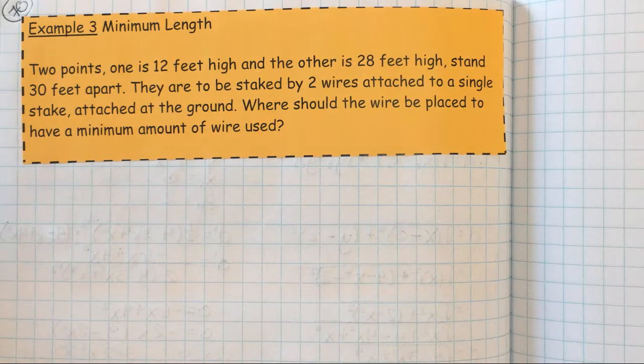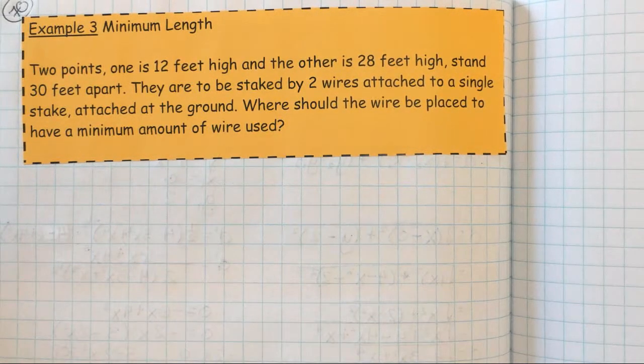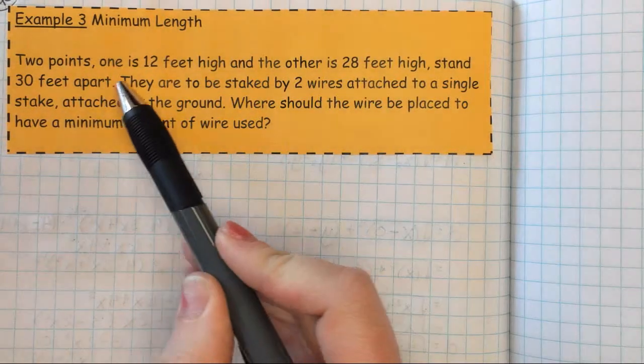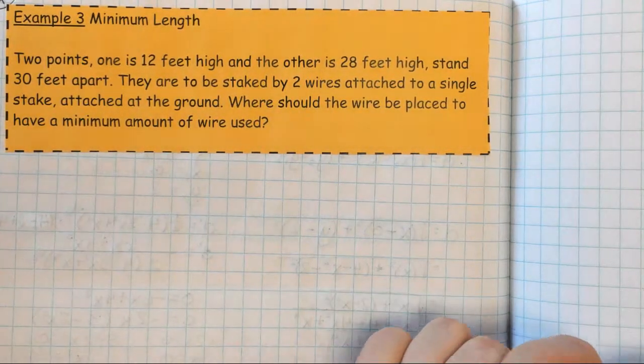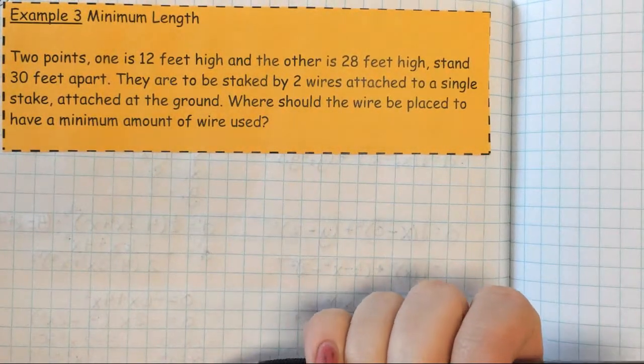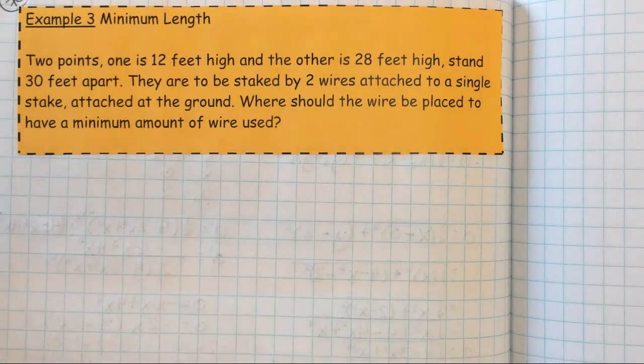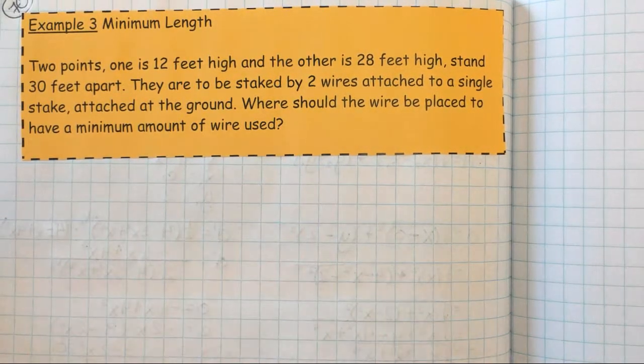Alright guys, so this last problem that we are going to do is with minimum length. It says 2 points, one is 12 feet high and the other is 28 feet high, stand 30 feet apart. They are to be staked by 2 wires attached to a single stake attached at the ground. Where should the wire be placed to have a minimum amount of wire used?